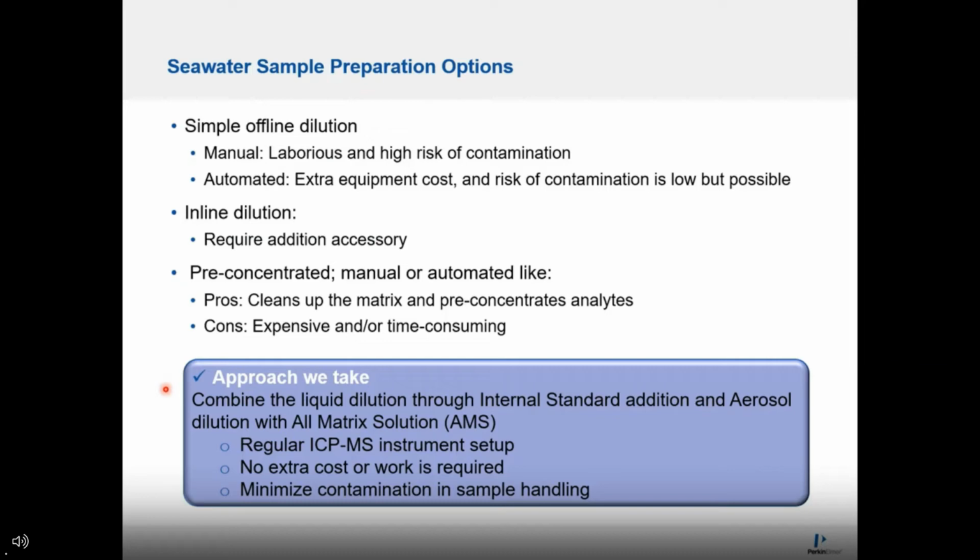Now, our approach will be using a regular sample introduction system with no manual dilutions nor expensive accessories. It combines the liquid dilution with the internal standards and aerosol dilution through the all matrix system. Not only does this approach do away with expensive accessories, there are no additional labor steps, no steep learning curve on new sample handling accessories, and most importantly, it reduces the possibility of contaminating the samples during handling.